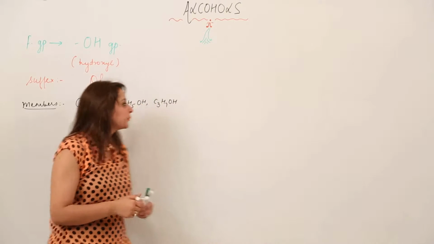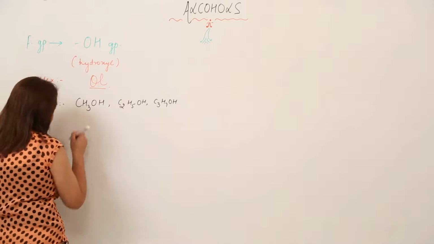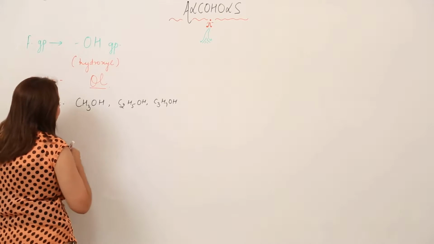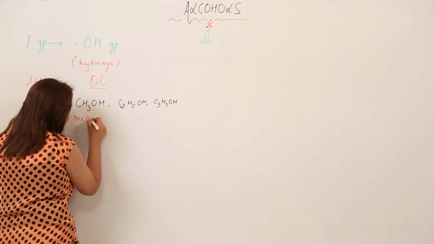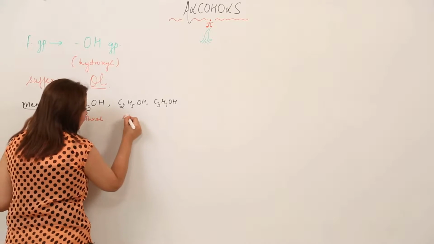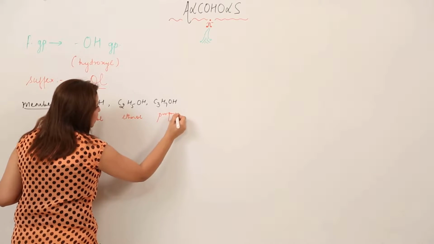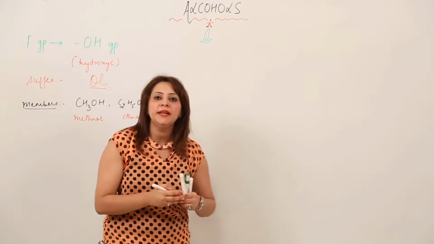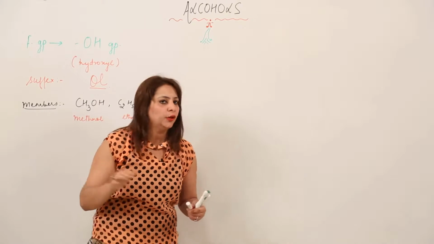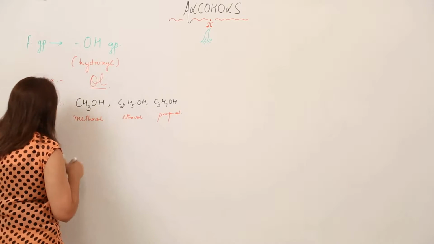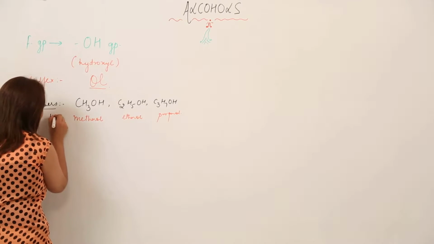And you know how we make these members. So what is the IUPAC name for it? The IUPAC name for this member is methanol. For this it is ethanol, for this it is propanol. So this is how we can write the IUPAC name for the different members of the alcohol.